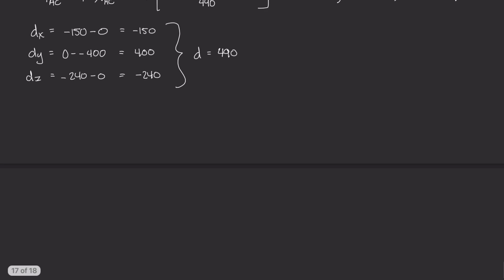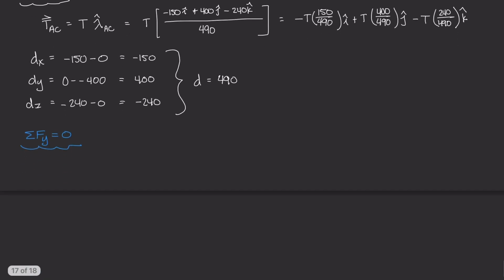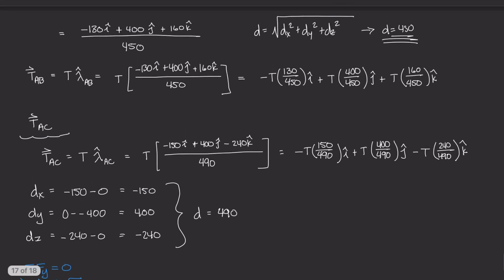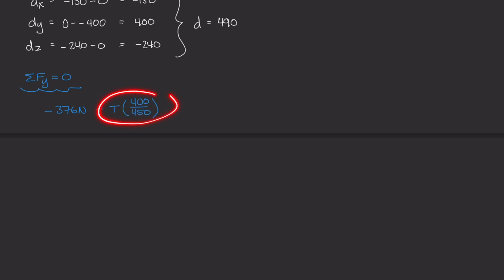But what I'll do here is I'll say the sum of all the forces in the y direction are equal to 0. Well, what are the forces in the y direction? If you look at this diagram, we have this weight that's going downwards. So there's going to be a negative 376 Newton force going down. And then we have the y components for TAB and TAC. Now the y component for TAB is this value right here, so we're going to have to add that to our equation, just like that.